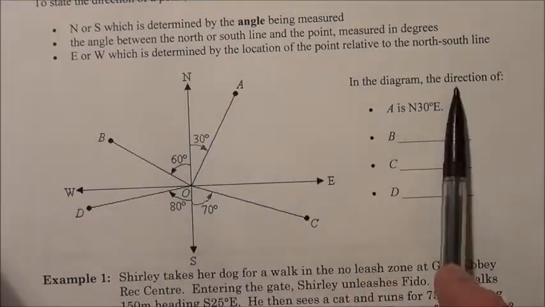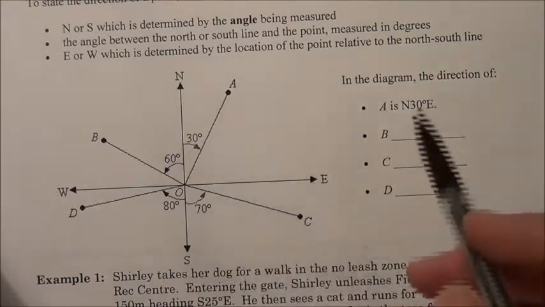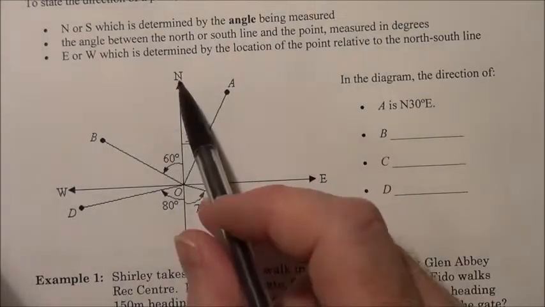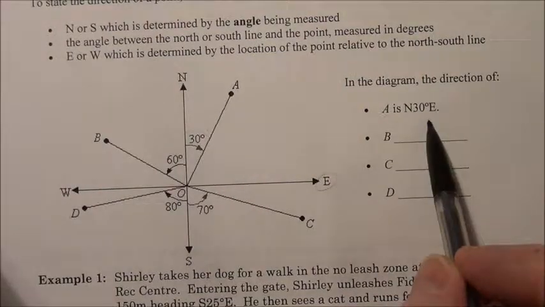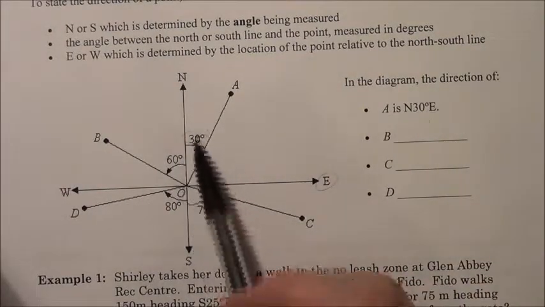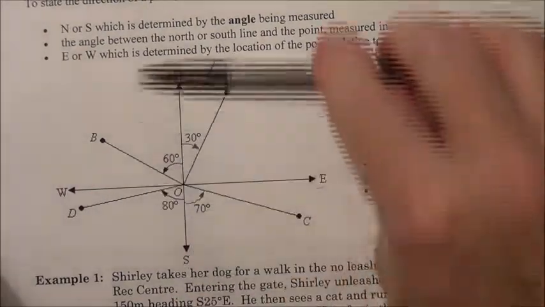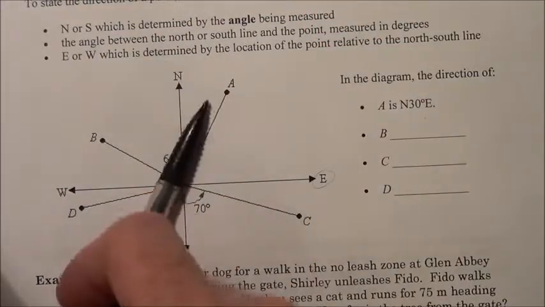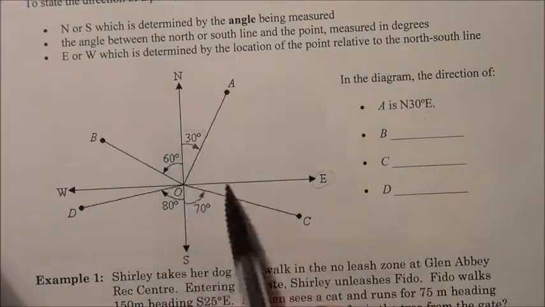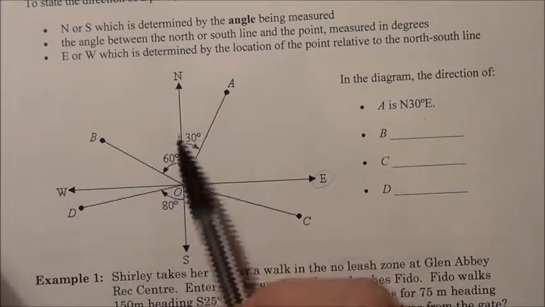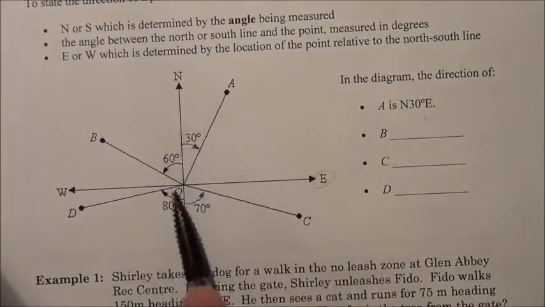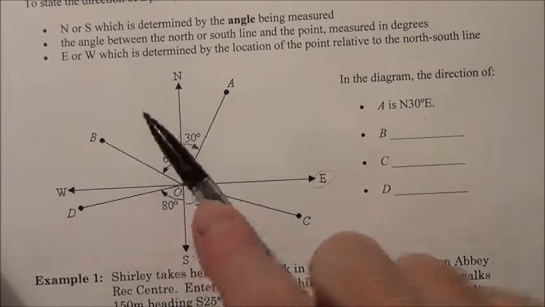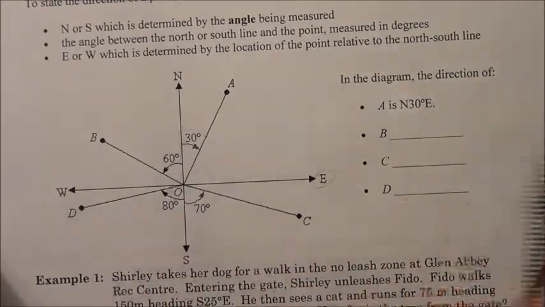So, for example, in this diagram, point A is north 30 degrees east. Okay, so it's closer to the north. It's rotated 30 degrees in the direction of east. So north 30 degrees east. Point B is north 60 degrees west.